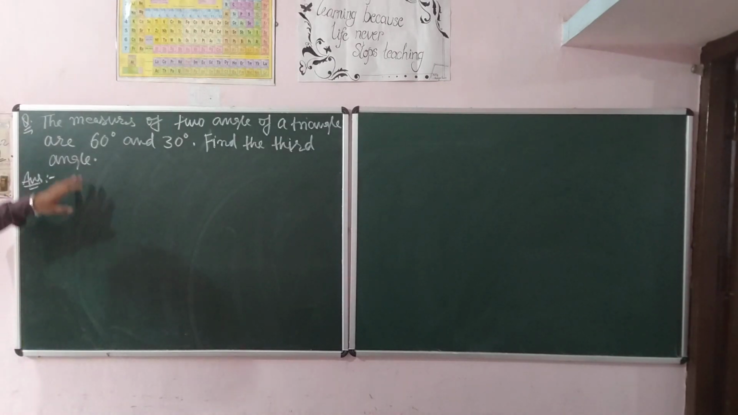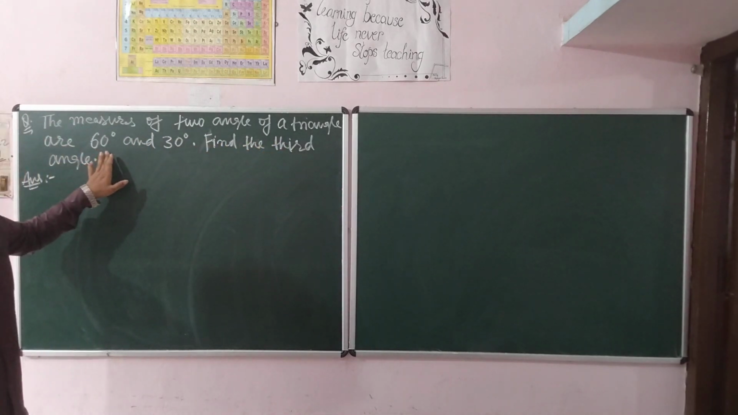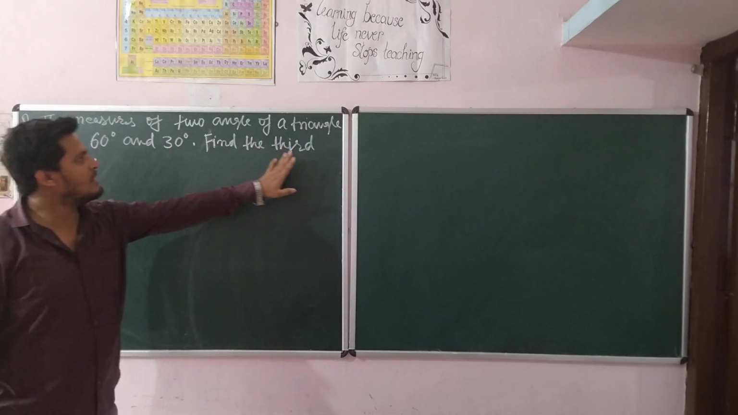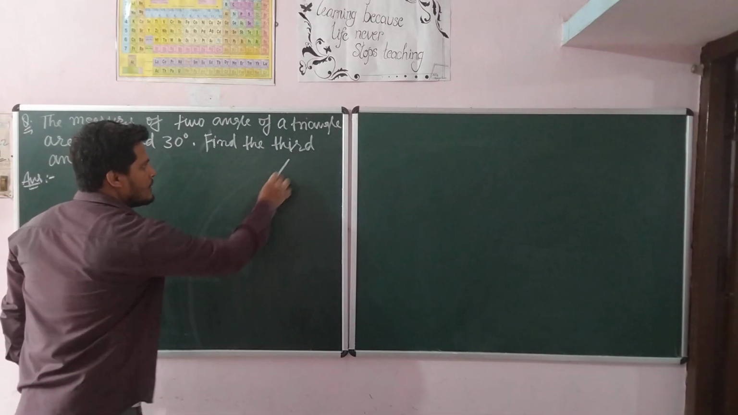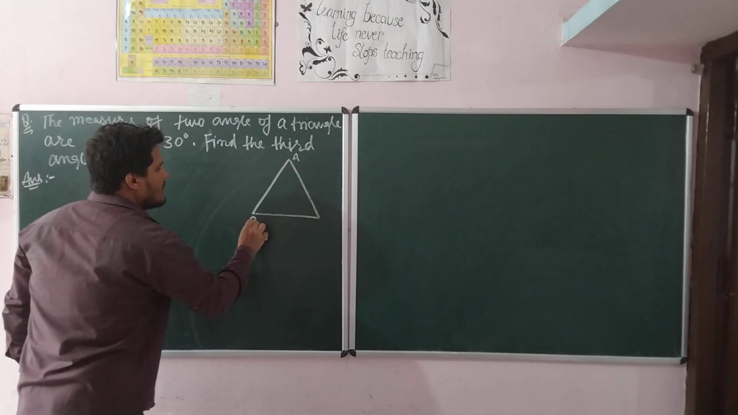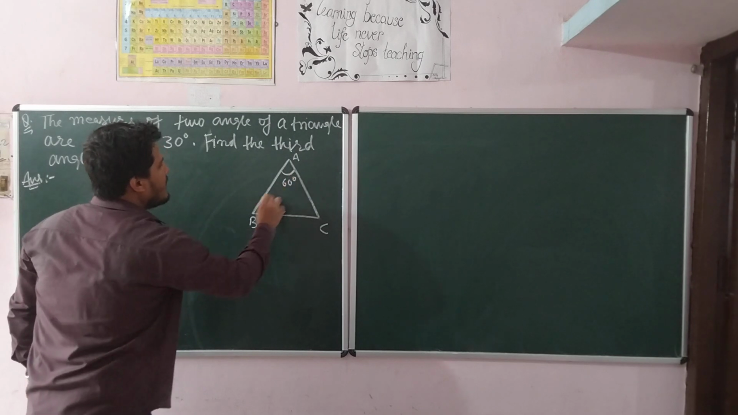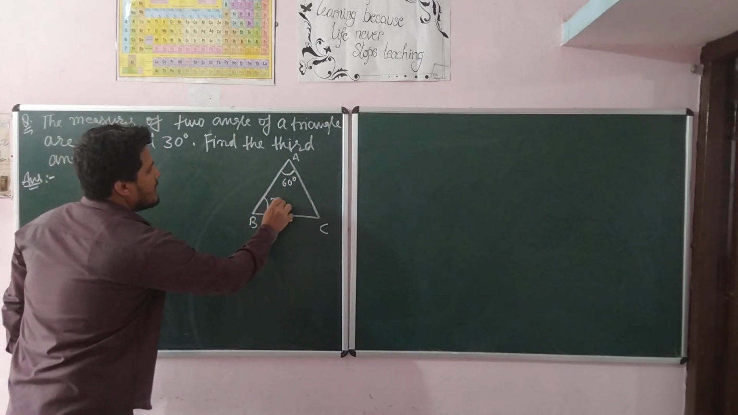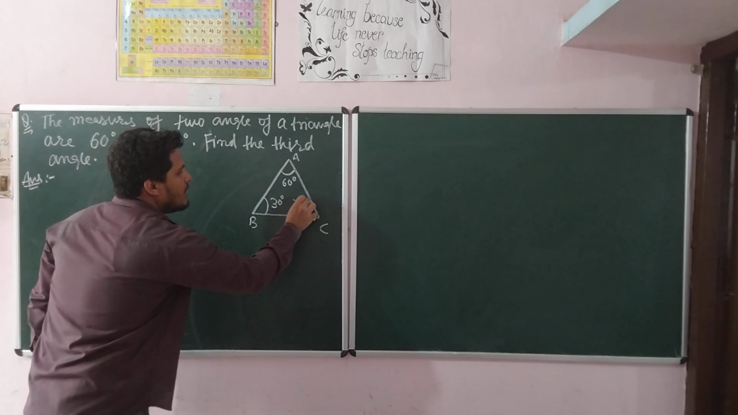Okay. Now the measures of two angles of a triangle are 60 degree and 30 degree. We have to find the value of third angle. Okay. So now suppose this is the triangle. Suppose this is A, B and C, and two angles are given. Suppose angle A is equal to 60 degree and angle B is equal to 30 degree. You have to find the value of angle C, and suppose that is considered as x.